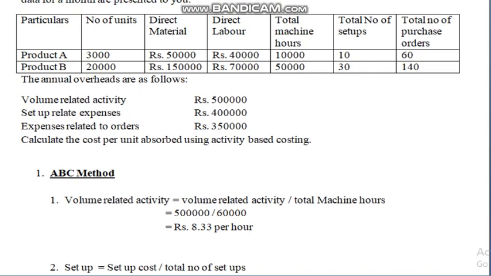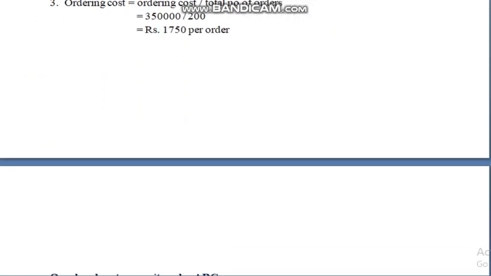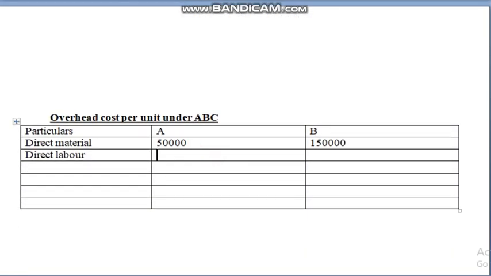So direct labor for product A is 40,000 and 70,000 for product B. So direct material and direct labor, the variable expenses, were over. Now move on to activity cost.